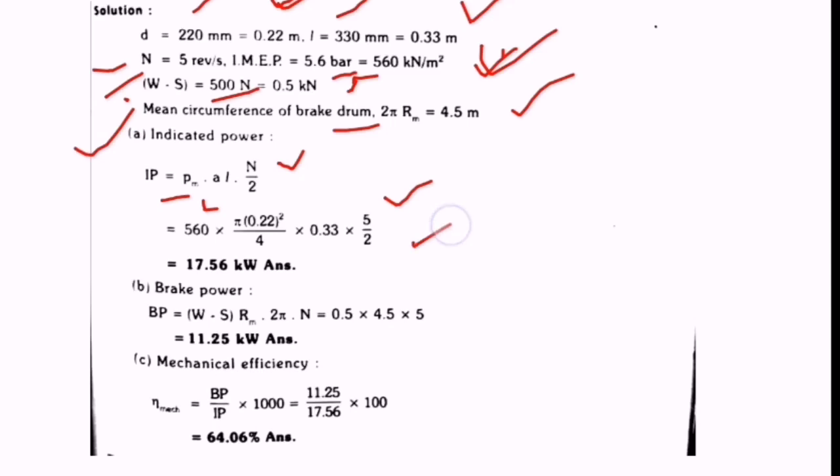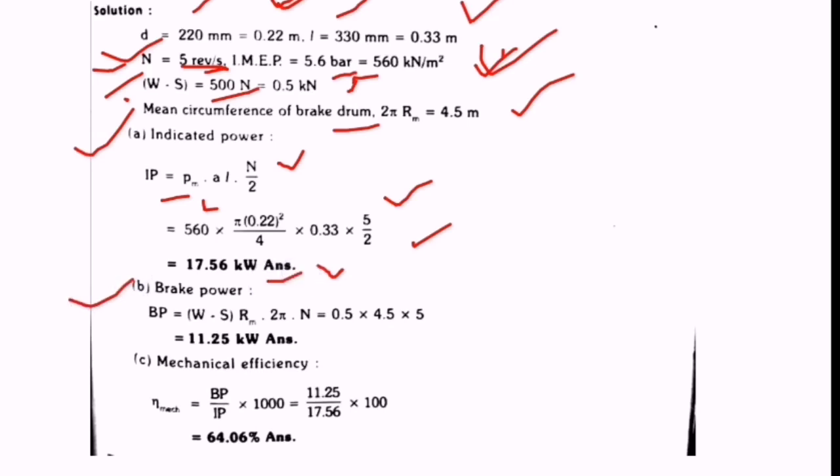So 5 divided by 2. Why didn't we divide by 60? Because this N is already given as 5 revolutions per second. We need 5 revolutions per second in the formula. When it is revolutions per minute, RPM, then we take divided by 60. Now it is RPS, that's why no need to divide by 60. So its answer is 17.56 kilowatt.